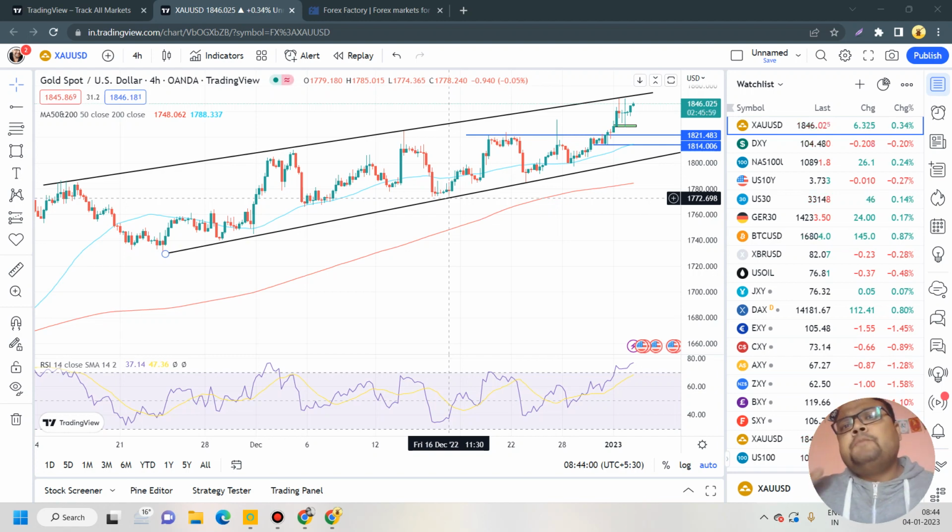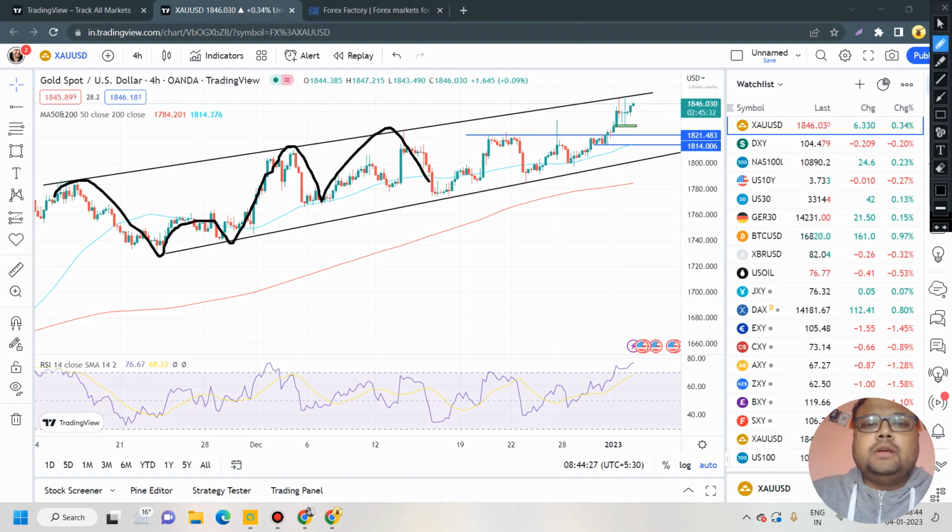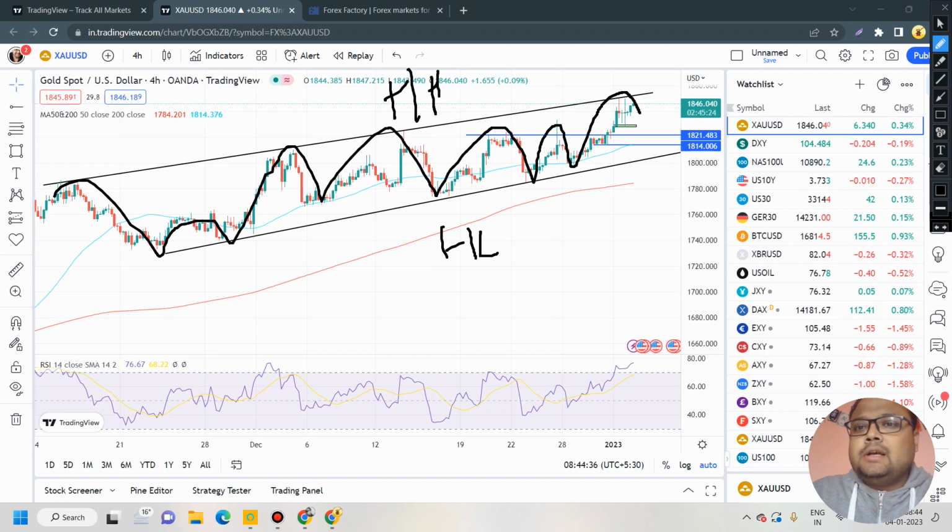But we should also never forget that trend lines are not very strong support and resistances. And most importantly, if you observe the structure of the market here, then we can clearly see the market is constantly forming higher highs and higher lows. So this time gold may come down after hitting the trend line, but it will be going up again if the market continues the present structure.